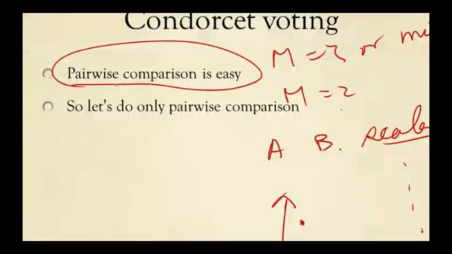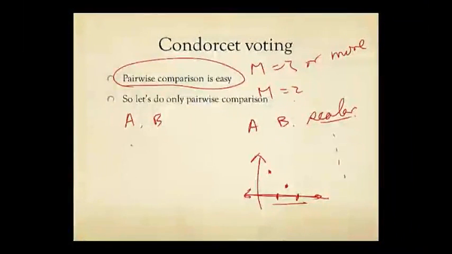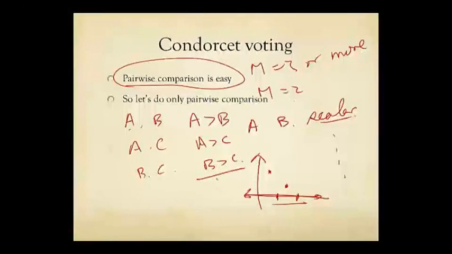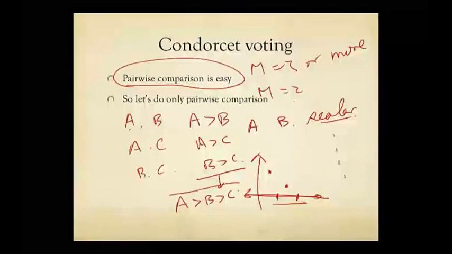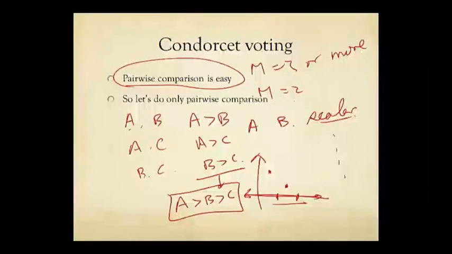We just look at all the possible pairwise comparisons. For example, if there are 3 candidates, I'll look at the A-B comparison, A-C comparison, and B-C comparison, all 3 possible pairs. And if pairwise comparison between A and B says A is better than B, we write it down. And if pairwise comparison says A is better than C, good. And between B and C, B is better than C, then we have only one logical conclusion: A is better than B is better than C. That's the output of the voting system.